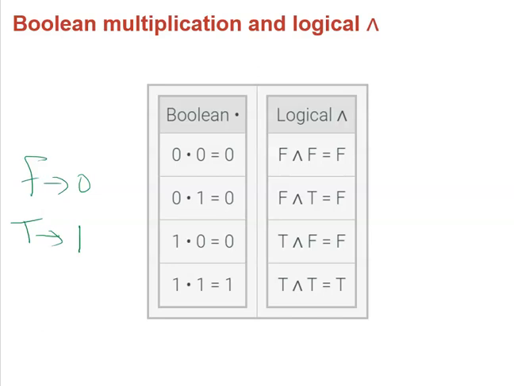0 multiplied by 0 is 0, 0 times 1 is 0. So this is the AND operator. Remember we saw that. Now instead of the symbol, we're just going to use the dot to represent multiplication or the AND operation. Remember, it's only true when both of the input expressions are true. So when both of the Boolean values are 1, you get 1, otherwise it's 0.